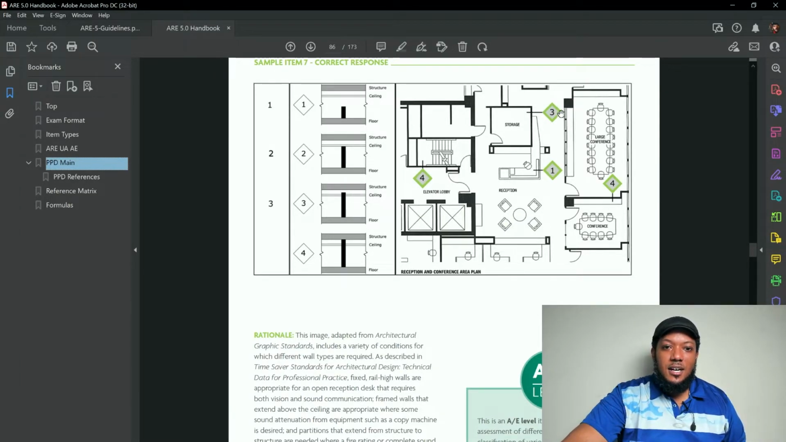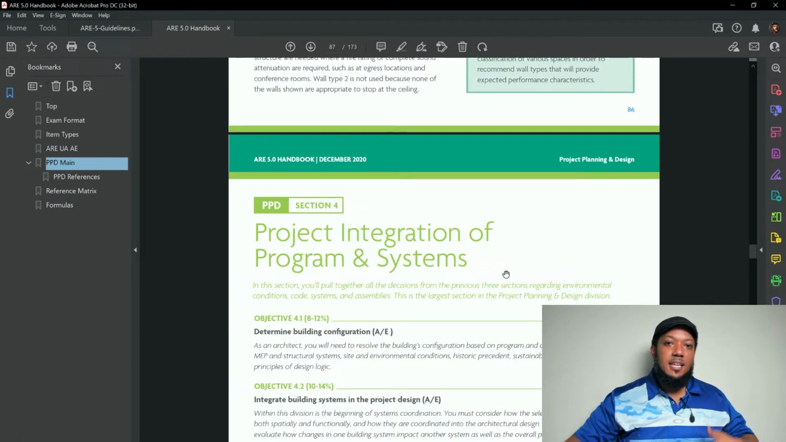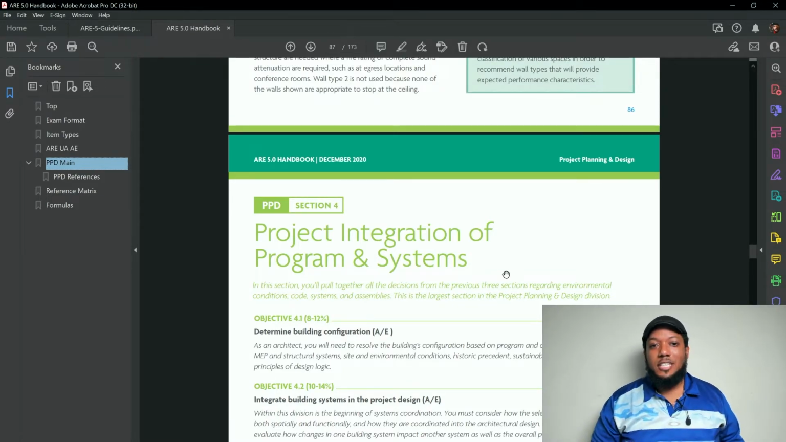And this wall that just stops above the ceiling is just basic, right? It needs to go to the ceiling, right? So getting a lot of these graphic things, understanding from the books, but also going through study resources, breaking down these systems is going to be really helpful for the building code questions.